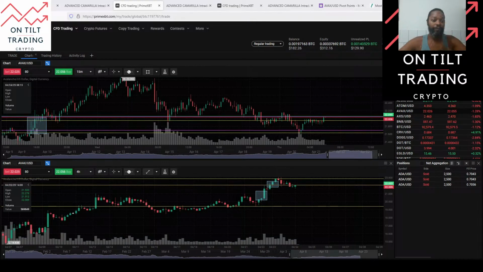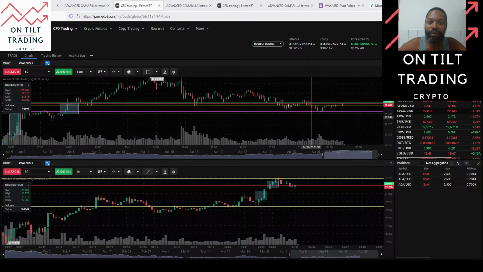And then we'll come here to the 4-hour for a top-down analysis. So we have displacement here. That's the first check that we want to see on the 4 hours. The second thing that we want to see is fair value gaps. So we have FVGs here. And the range here is set. And then we'll come up to the 4 hour.